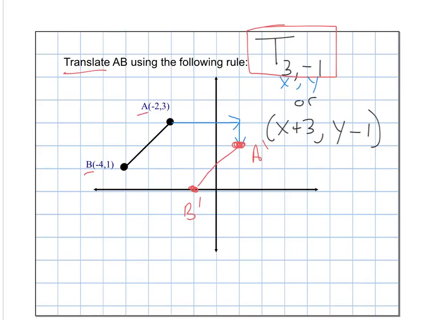Okay. Another way you may see that written is using a rule like this, where it's literally the same translation, it's just written differently. Here they're just being more specific about what to do in the X direction, add 3 in the horizontal direction, and subtract 1 in the vertical direction. Alright, but the result of the translation would be the same. Again, if you wanted to show the translation vector, you would just connect corresponding points, and there's your translation vector.